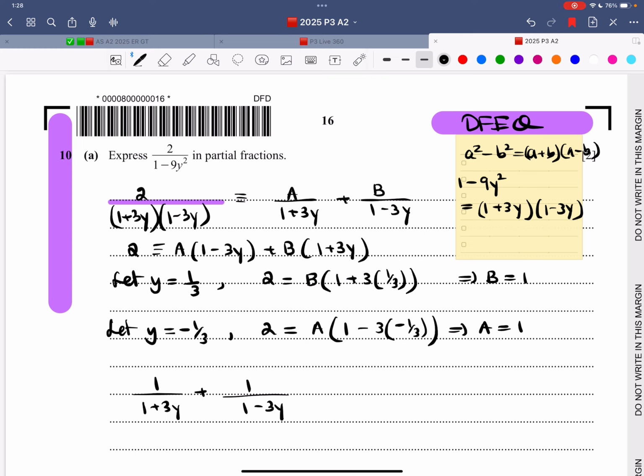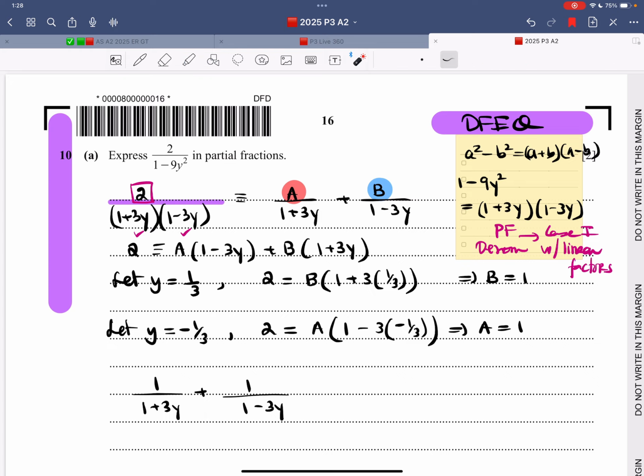Now keep in mind there is a 2 at the top, and it is a case of partial fraction, case number 1, that is denominator. It's already proper, so no issue with that. Denominator with linear factors. So now we have a constant a divided by the first factor, another constant b divided by the second factor. We take LCM, so the LCM is the same as this. A gets multiplied with this, b gets multiplied with this, 2 is over here. That is the equation that we have.